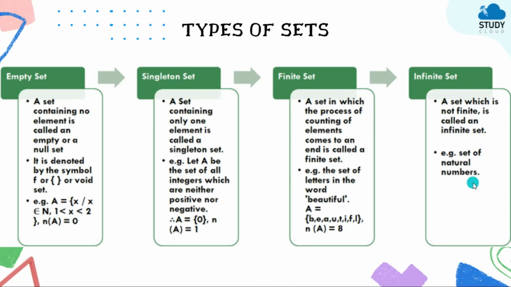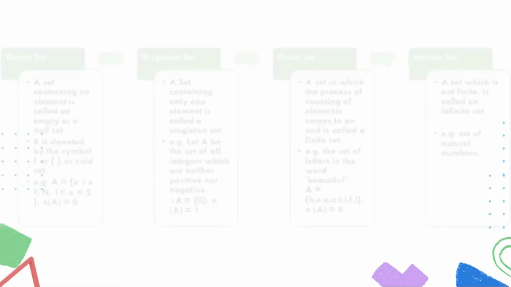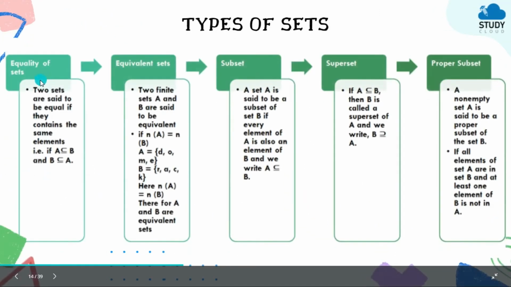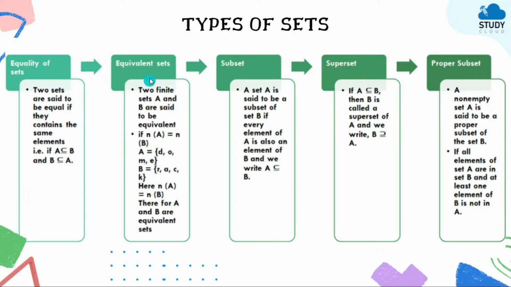Like set of natural numbers, set of even numbers, set of prime numbers. Now we are not talking about when they will end. I'm not saying set of even numbers until 100, because that is finite. But if I say set of even numbers, there is no end given here, so it is an infinite set. Then further, there is equality of sets, then equivalent set, subset, superset, proper set.